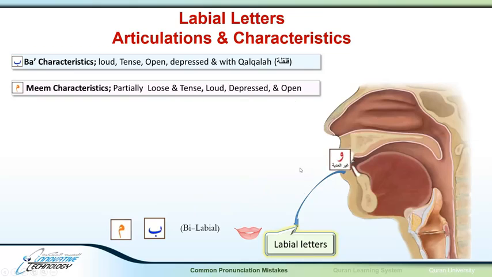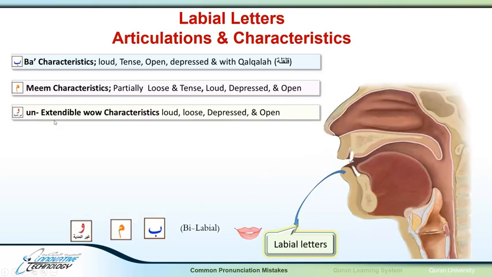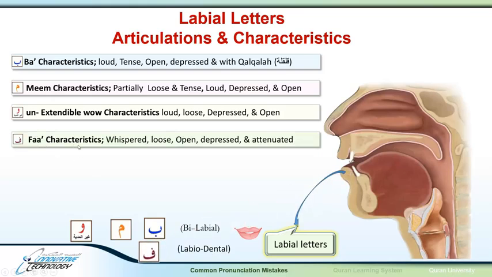The third bilabial letter is the unextendable waw, and this waw is characterized by being loud, loose, depressed, and open. Now we're left with one labial letter, which is a labiodental letter that comes between the lips and the teeth, and that is the fa. The fa is characterized by being whispered, loose, open, depressed, and attenuated.